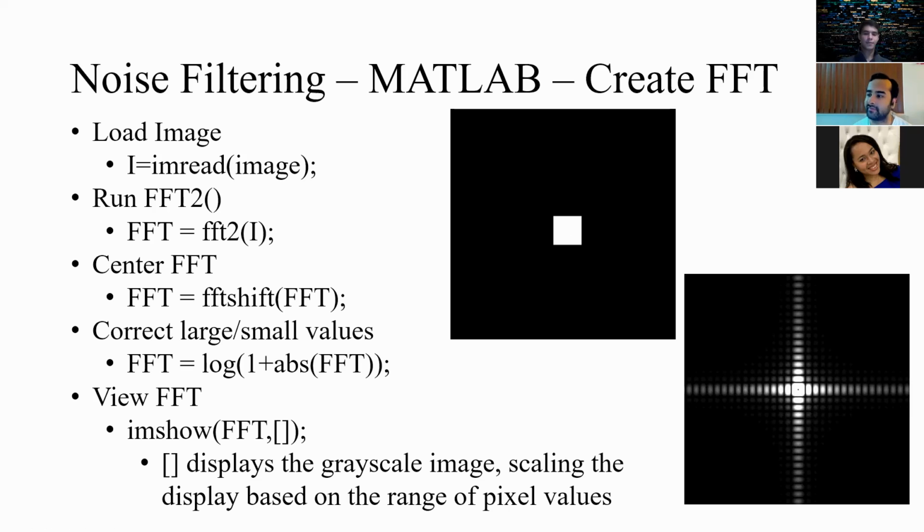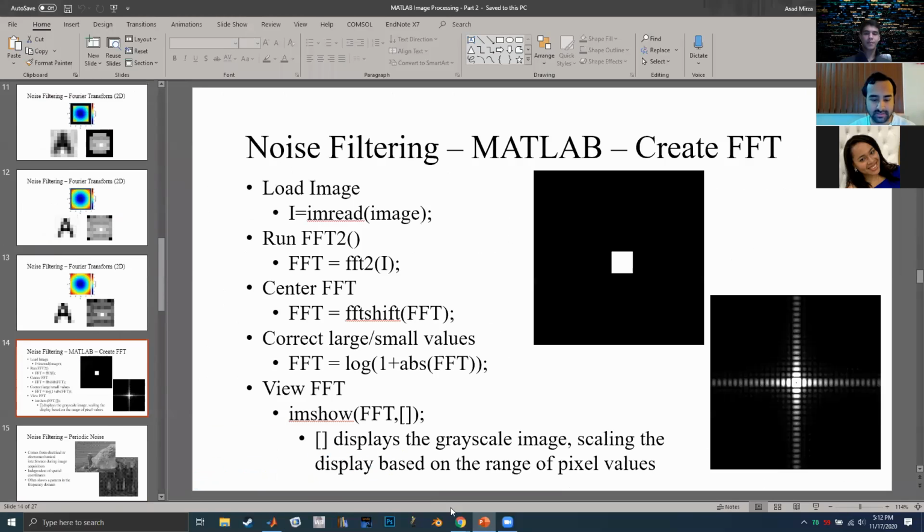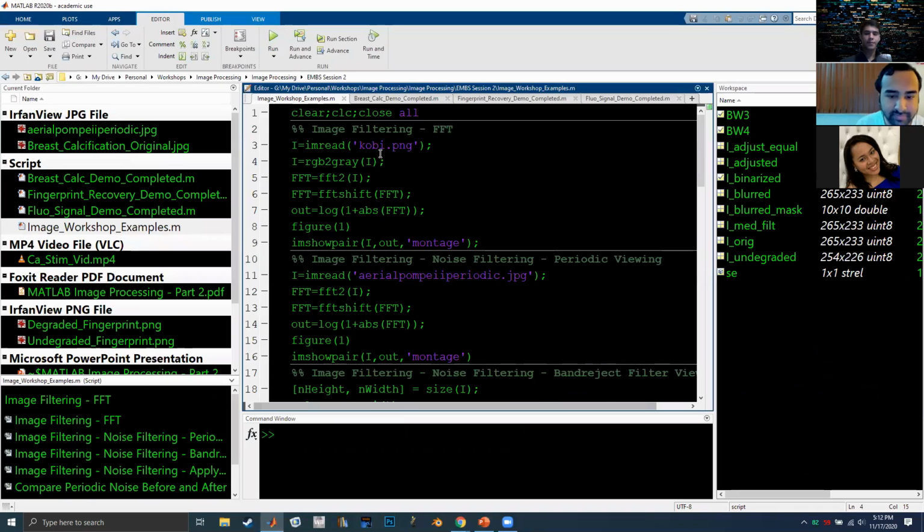Oftentimes, it's very difficult to look at the Fourier transform of an image and immediately tell what the inverse is because of how strange it looks. You would never expect that this weird repeating pattern here is actually this little white block in real image space. So let's go ahead and check this out in MATLAB with some examples here.